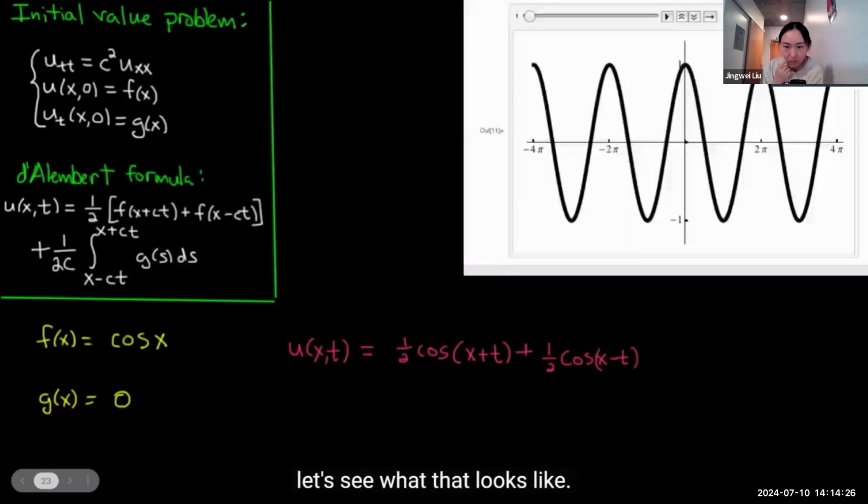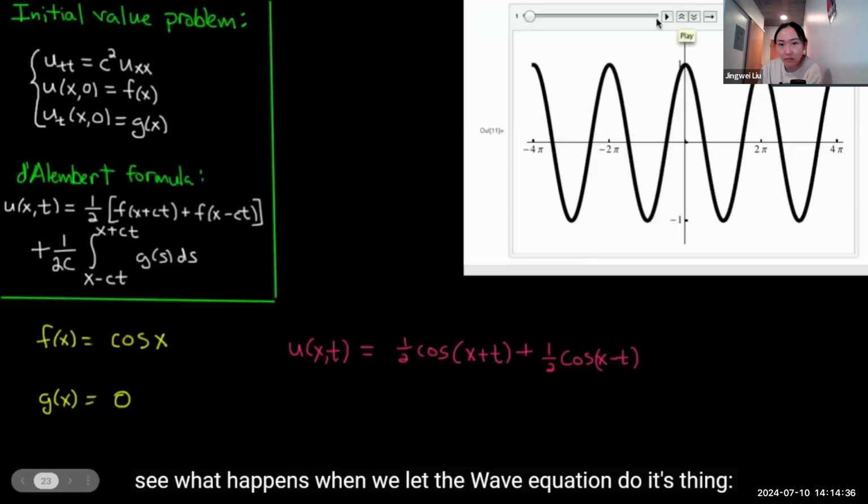Let's see what that looks like. So here's the animation. We see the initial profile of just cosine x, and let's see what happens when we let the wave equation do its thing.